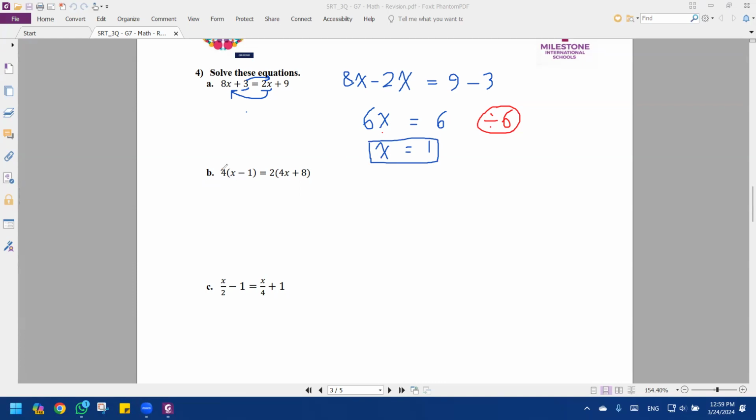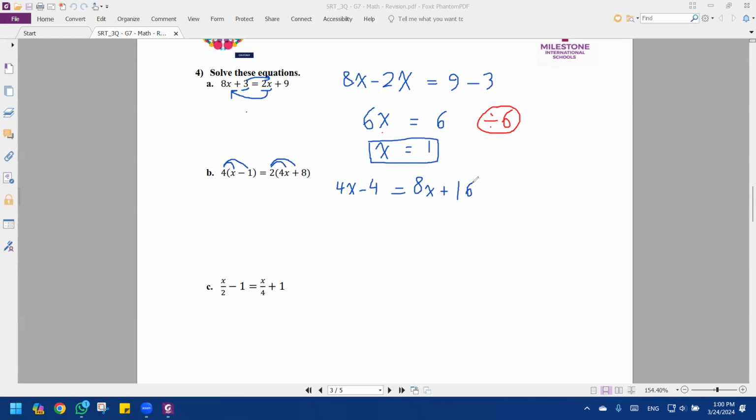Now for the next part, B, we have brackets, so we need to expand them. We do the distribution property, we multiply like this: 4 times x and 4 times minus 1, 2 times 4x, 2 times 8. Let me distribute them. 4 times x, 4x, 4 times minus 1 is minus 4, equal to 2 times 4x is 8x, 2 times 8, 16.